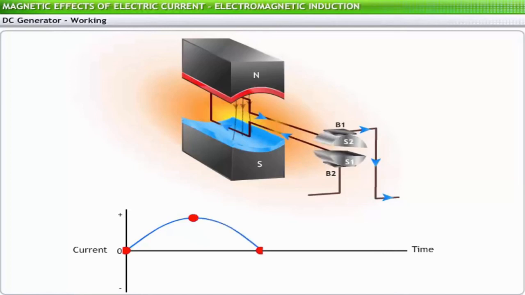When the coil is rotated further, at 180 degrees, the electromotive force becomes 0. At this point, the contact between the commutator and the brushes is reversed. The first brush now comes into contact with the second segment, while the other brush comes into contact with the first segment of the commutator. This keeps the current going in one direction.